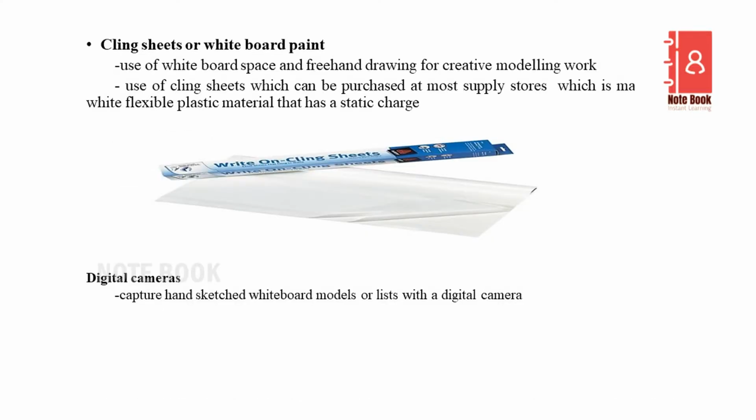Clean sheets or whiteboard paint. Agile modeling promotes the use of whiteboard space and freehand drawing for creative modeling work. If whiteboards are not available, consider using clean sheets or static cling sheets. These can be purchased at most office supply stores and come in packages like flip chart paper. Actually, they are made of a very thin, white, flexible plastic material that has a static charge. You can use a whiteboard marker to write and erase on them as with any whiteboard. Another alternative is the use of whiteboard paint.